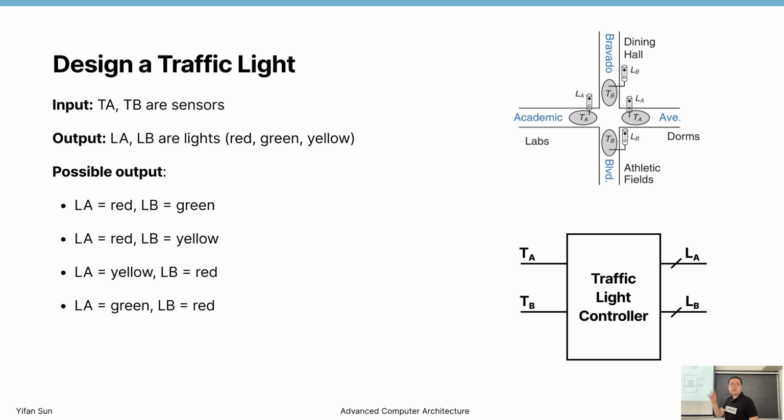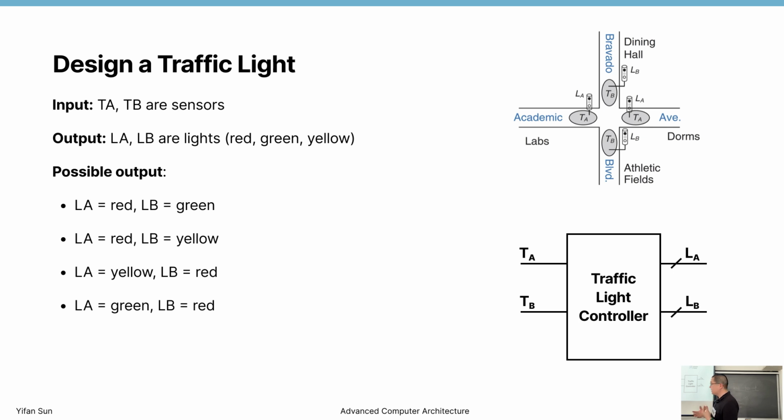There are 4 possibilities of light. It's impossible that both lights are red, according to our definition. It's impossible both are red, both are green, both are yellow. There are many cases that we do not consider. We don't think they're possible. So with these possible outputs, we need to summarize them as states. What are states? In this case, we consider 4 different states.